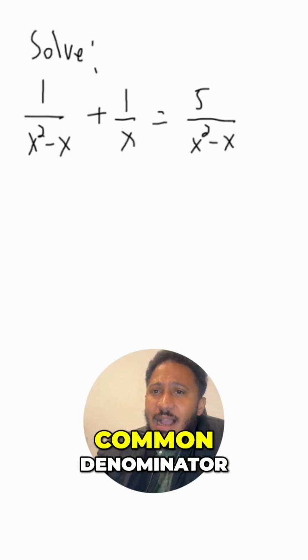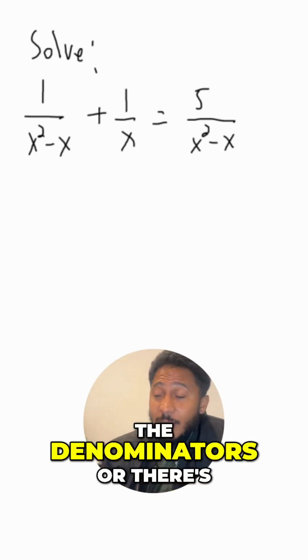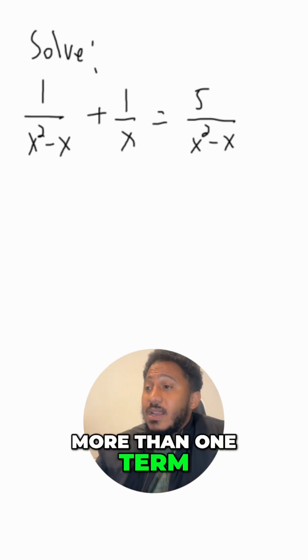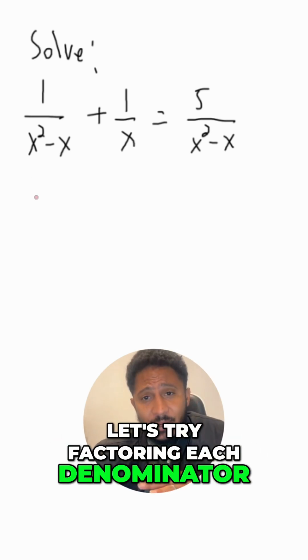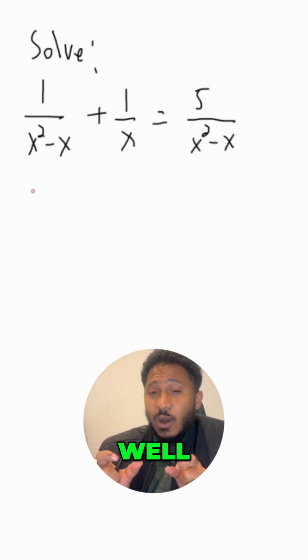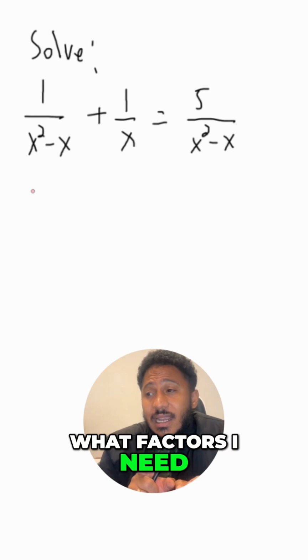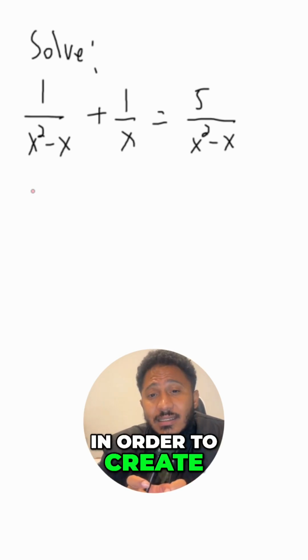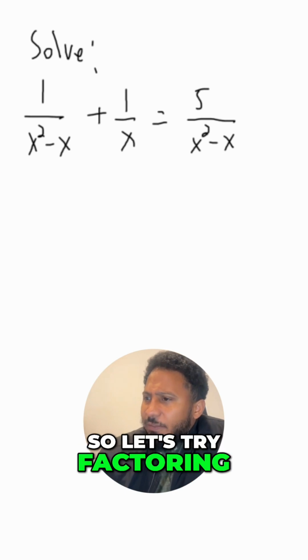Now, when finding the least common denominator, when there are polynomials in the denominators or more than one term in the denominator, what we do is we say, well, let's try factoring each denominator and then combining them to see what's the least common of the denominators. What factors do I need in order to create the thing that they have in common that's the least? So let's try factoring this first denominator.